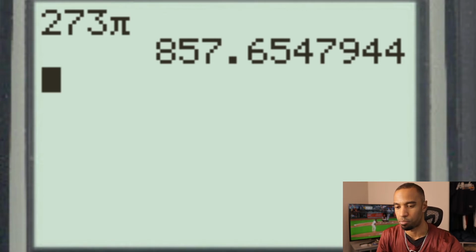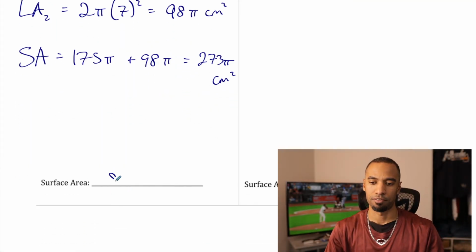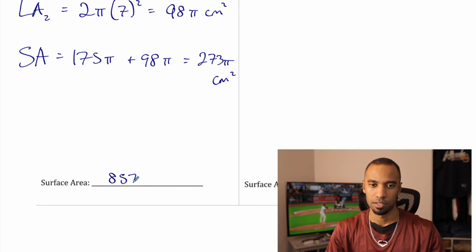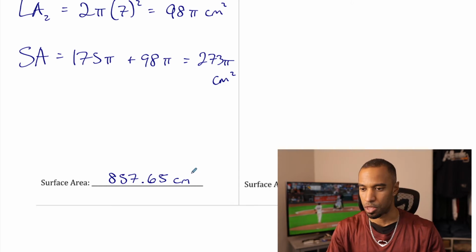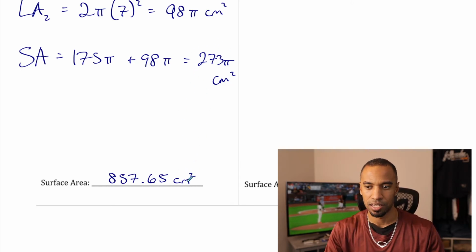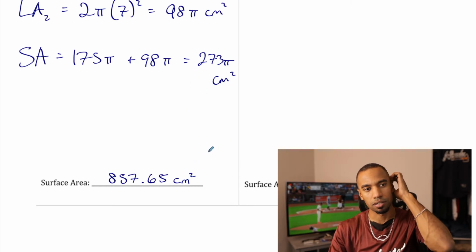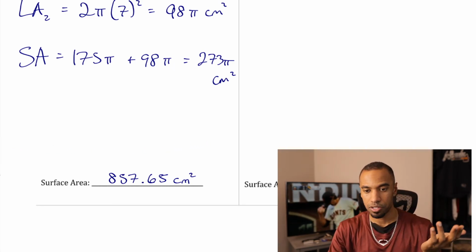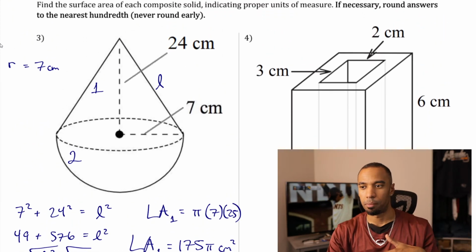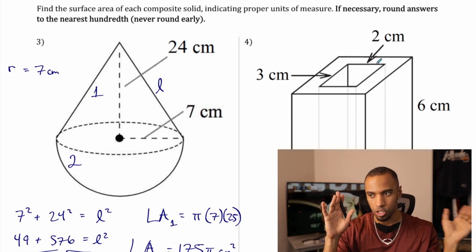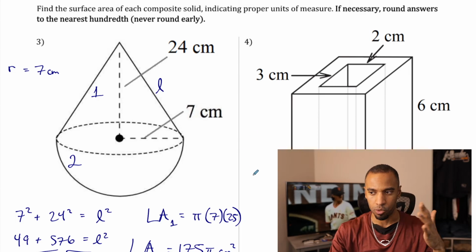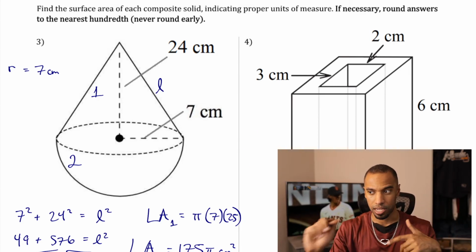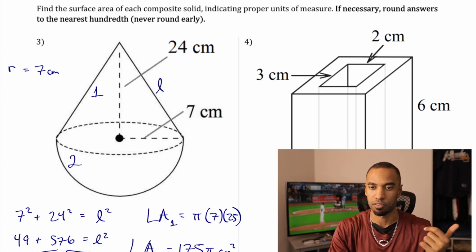So 857.65. This is approximated because we cut off some of the things there. This is exact. This one here is approximated based on what's there. And these are all square units for these ones. So there's number 3. Last one, number 4. This is the trickiest one for people to generally do, but you have a rectangular prism on the outside, a rectangular prism on the inside. Let me move myself again here.